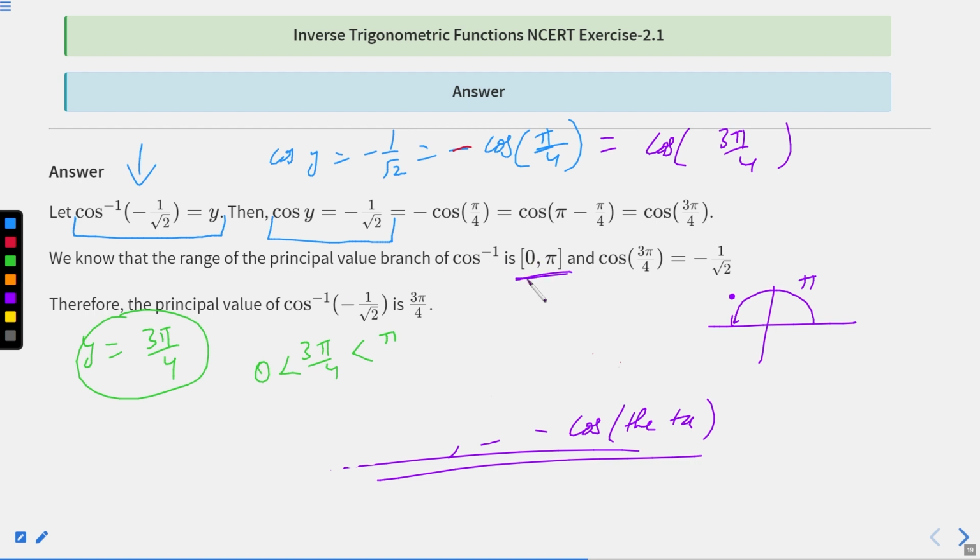So this means the principal value of cos inverse of minus 1 by root 2 is what? 3 pi by 4.